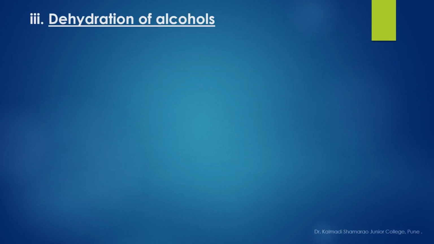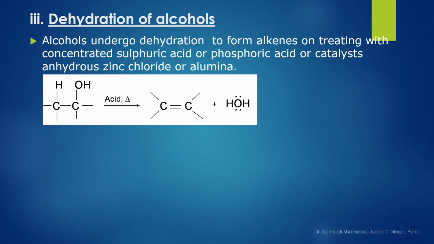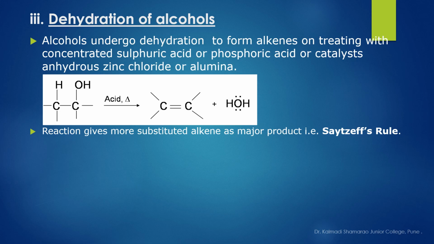Third, dehydration of alcohols. Alcohols undergo dehydration to form alkenes on treating with concentrated sulphuric or phosphoric acid, or catalysts like anhydrous zinc chloride or alumina. General reaction. The reaction gives the more substituted alkene as the major product, following Saytzeff's rule.